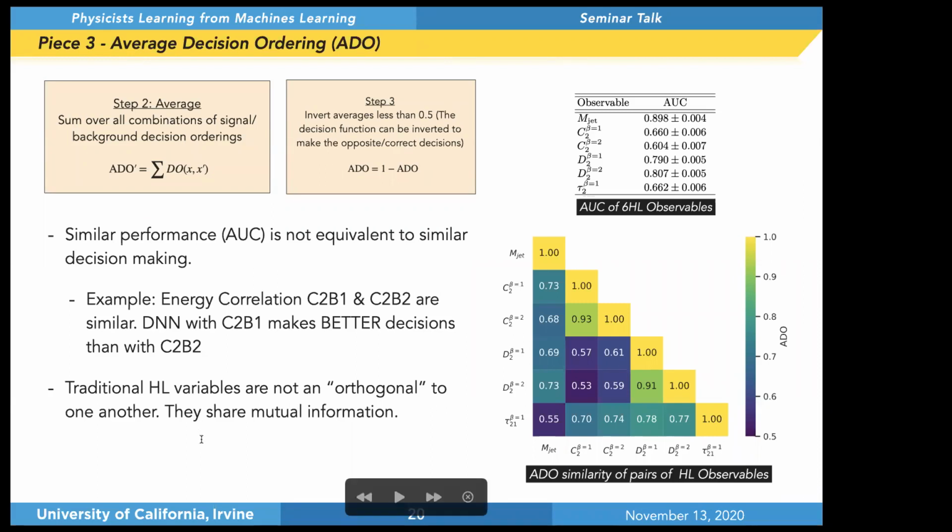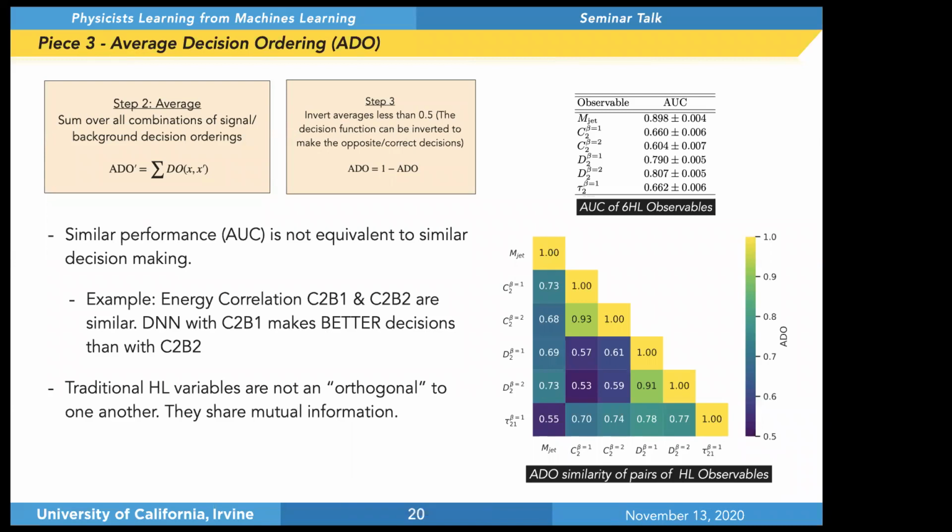And what you also find is that the traditional jet substructure observables are not these orthogonal functions. There's a lot of overlap. So a lot of the information that you capture, say with jet mass, you're double counting or capturing with energy correlation. Whereas something like n-subjettiness is very distinct from the jet mass, or the invariant jet mass.